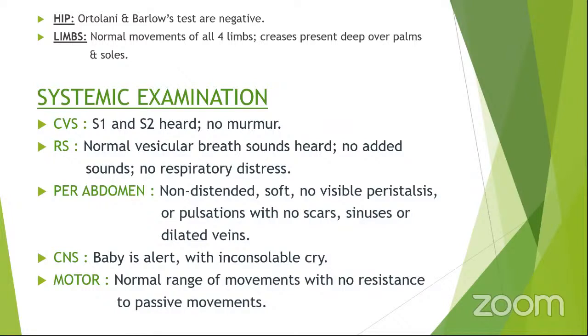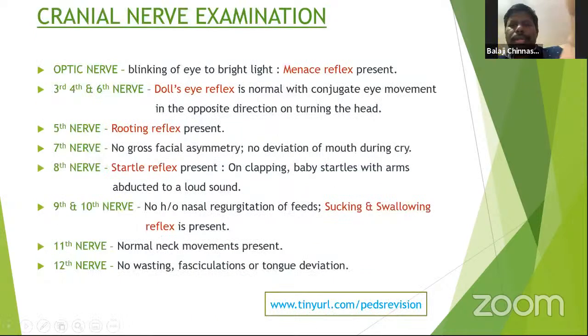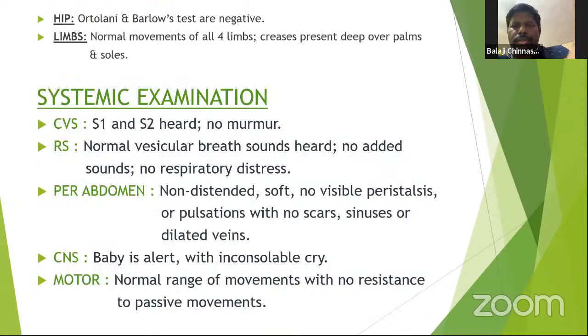Here on the hip, the Ortolani and Barlow's tests are negative. In the limbs, normal movements of all 4 limbs are present. The creases are present deep over palms and soles. Systemic examination, CVS: S1 and S2 heard, no murmur. RS: normal vesicular breath sounds are heard, no added sounds, no respiratory distress. Abdomen: non-distended, soft, no visible peristalsis or pulsation, no scars, sinuses or dilated veins. CNS: baby is alert with a consolable cry. In the motor system, there is a normal range of movements with no resistance to passive movements.